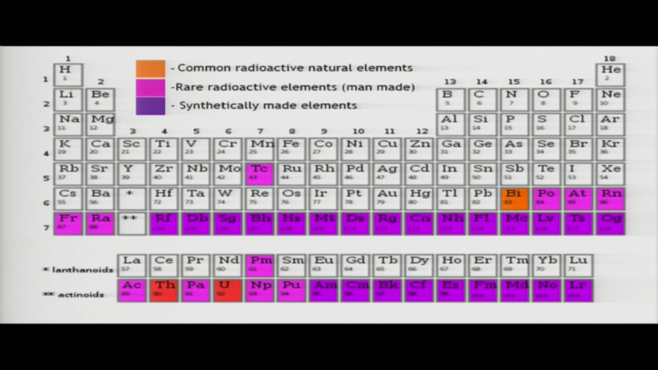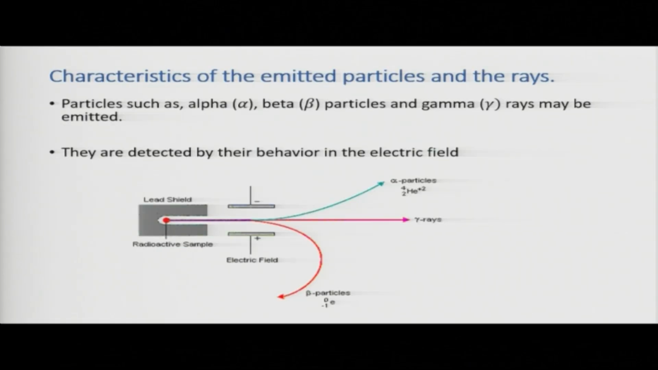As I said in our objectives, we are to look at the characteristics of the emitted particles. When disintegration has occurred, can we characterize the components that have been given out? Yes, it is possible. And how? By subjecting them to an electric field. And how they behave within that electric field, then they can be characterized.